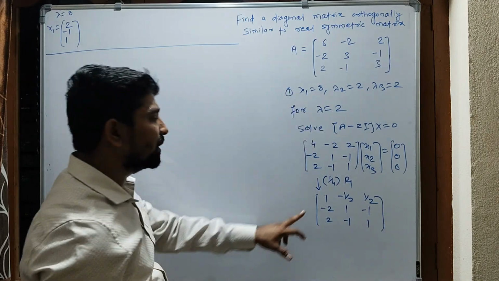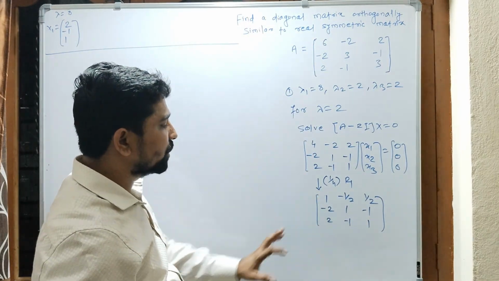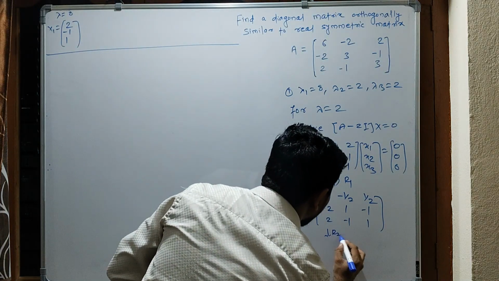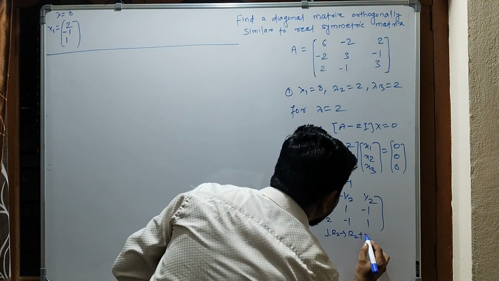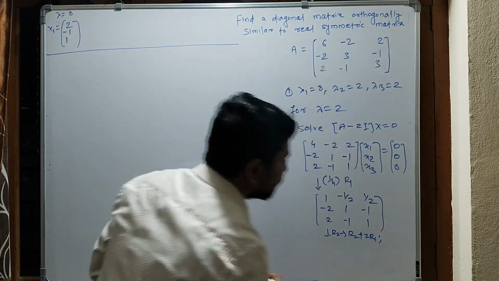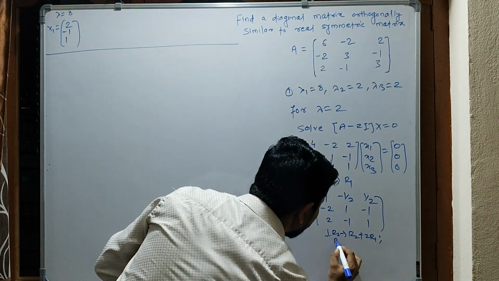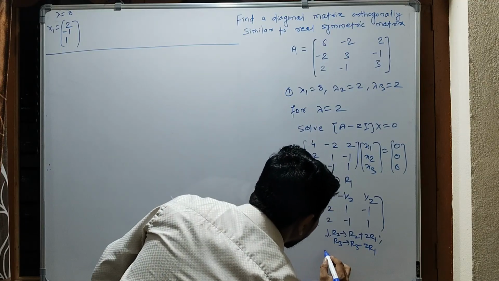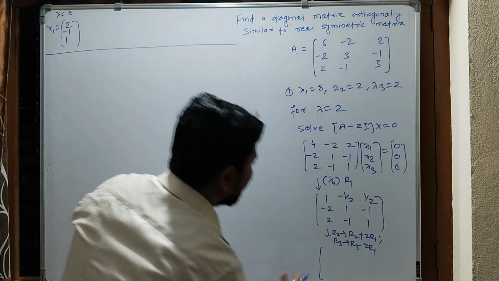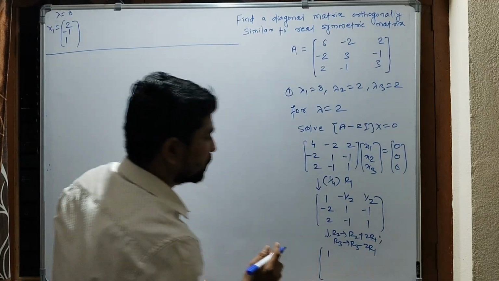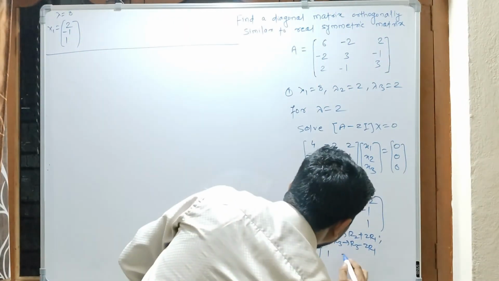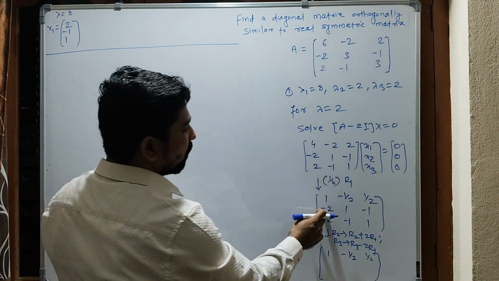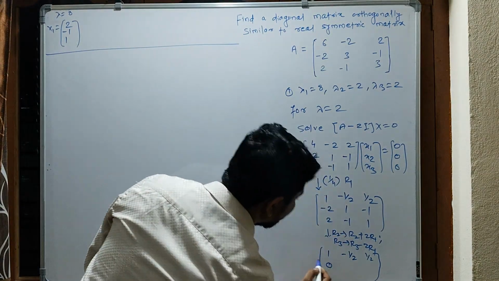So after making this element 1, try to make these two elements 0. The operations are: R2 changes to R2 plus 2 times R1. This is my first operation. Then R3 changes to R3 minus 2 times R1. Here I get the resultant matrix as 1, minus 1 by 2 and 1 by 2 as it is. Now write minus 2 plus 2 times 1, this is 0.